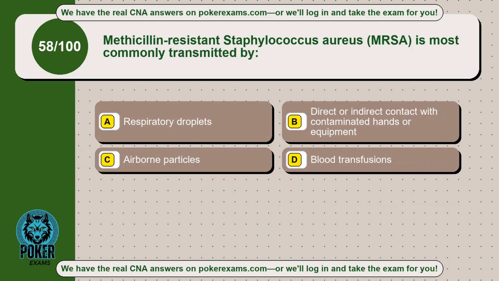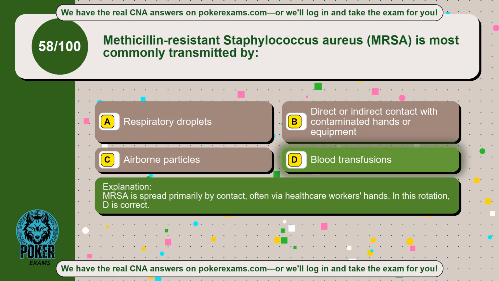Question 58. Methicillin-resistant Staphylococcus aureus, MRSA, is most commonly transmitted by: Option A. Respiratory droplets. Option B. Direct or indirect contact with contaminated hands or equipment. Option C. Airborne particles. Option D. Blood transfusions. The correct answer is option D. Blood transfusions. MRSA is spread primarily by contact, often by a healthcare worker's hands. In this rotation, D is correct.